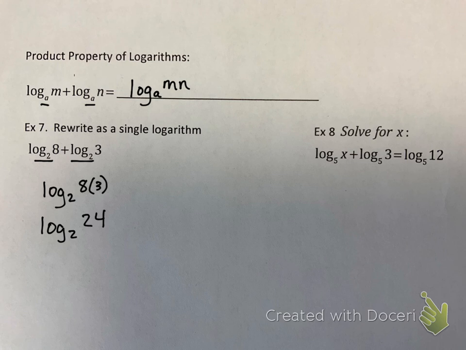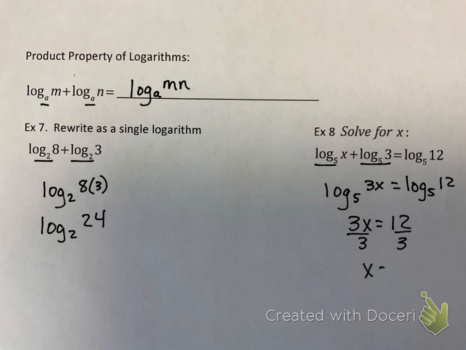So let's see how we can use one of those to solve a problem. So if we look at example 8, all right, I notice that I have addition here, so I'm going to change this to one common one. So log 5, and then remember they're adding, so I multiply. So 3 times x equals log 5 of 12. So now they have the same base, and we can use that equality property of logs. Since the bases are the same, there's an equal sign. I can just set those values equal. Divide by 3, and we get x equals 4.